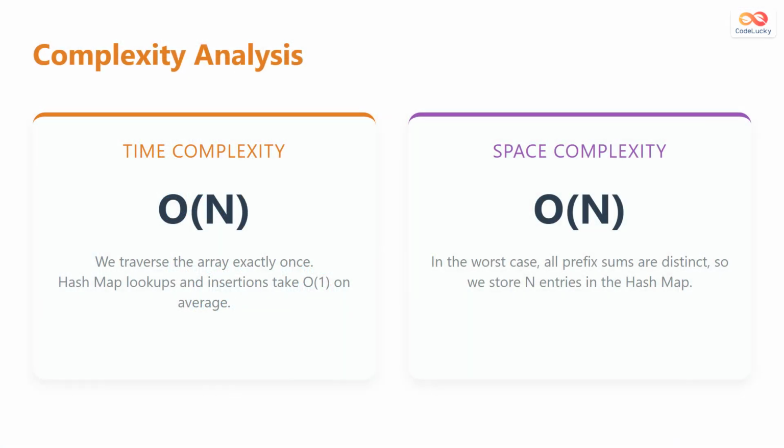This solution is highly efficient. The time complexity is O of n because we pass through the array exactly once, and hash map operations take constant time on average. The space complexity is also O of n, as in the worst case, we might store every distinct prefix sum in our map.